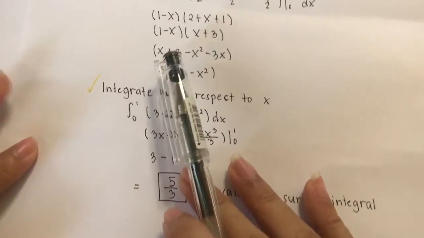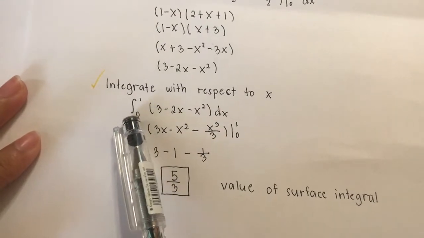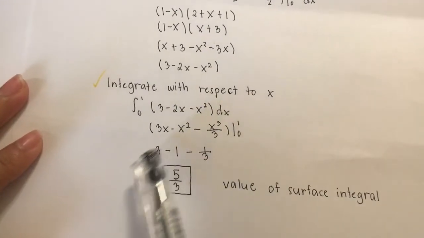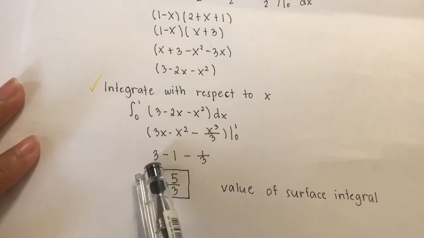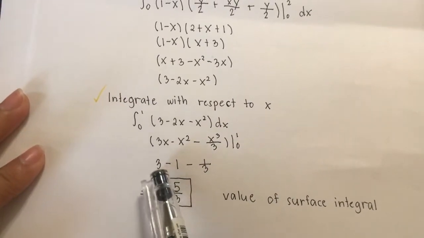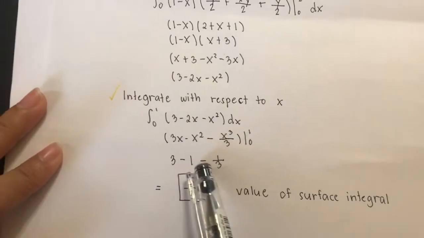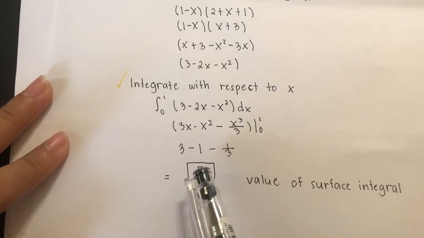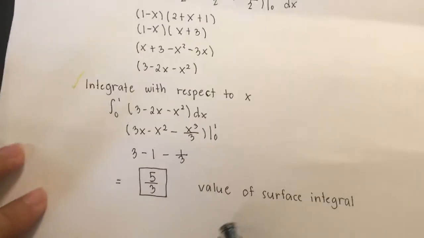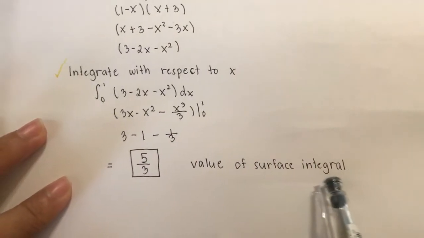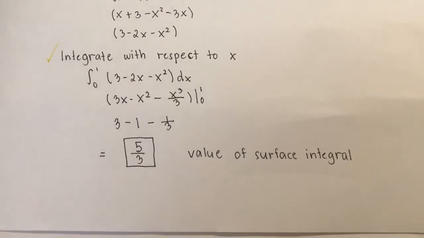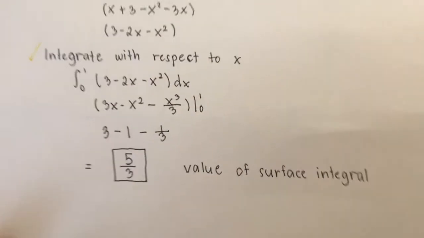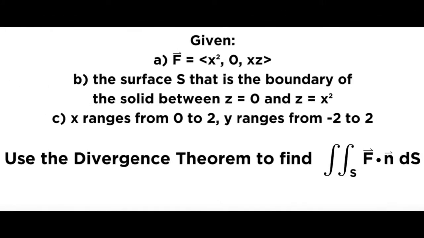Integrating, we get 3x minus x squared minus x cubed over 3, where x runs from 0 to 1. And finally, evaluating gives us 3 minus 1 minus 1/3, simplifying to 5/3. This is the value of our surface integral, which we used the divergence theorem to calculate. And now, let's try another example.